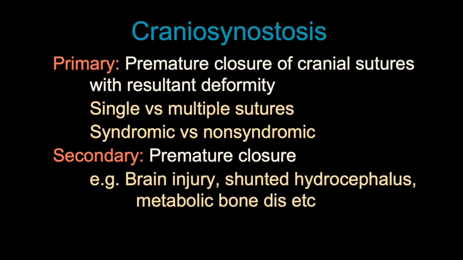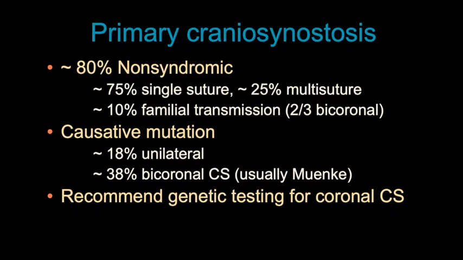Finally, moving on to craniosynostosis. This is defined as primary due to premature closure of cranial sutures with resultant deformity that can involve single or multiple sutures and be syndromic or non-syndromic in etiology. But sutures can also close prematurely in response to other abnormalities as outlined. Primary craniosynostosis, majority are non-syndromic, but you'll be thinking of a causative mutation in those who have coronal craniosynostosis, particularly if it is bilateral, and for these children, genetic testing is recommended.